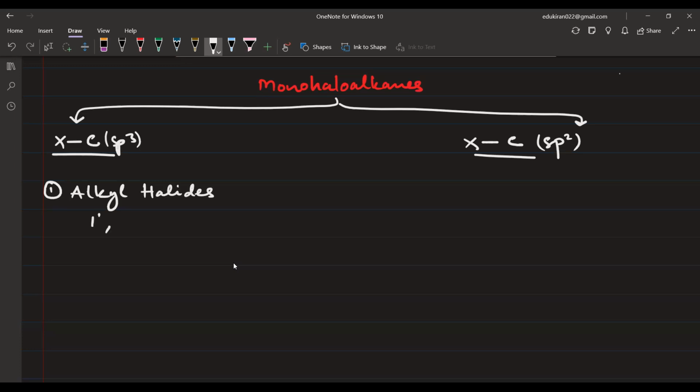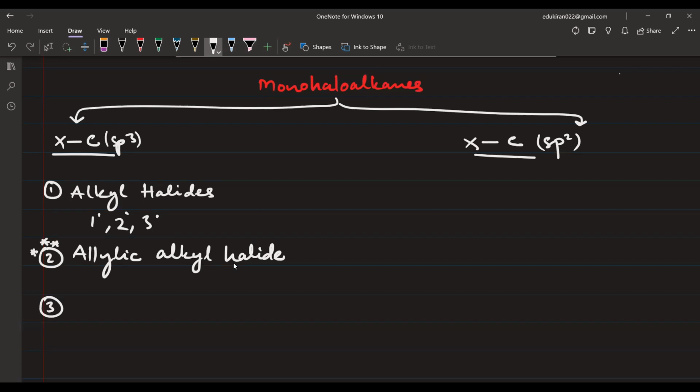Here we will study about 1 degree, 2 degree, and 3 degree. Secondly, here only we will study about the allylic alkyl halide. It is very, very important. Third, we will learn about the benzylic halide. This is also very important.